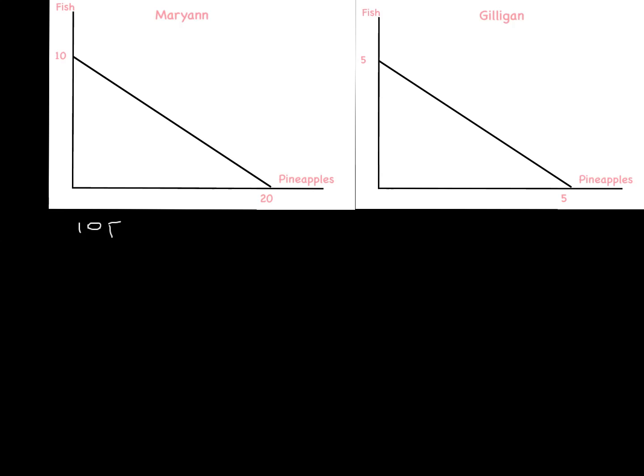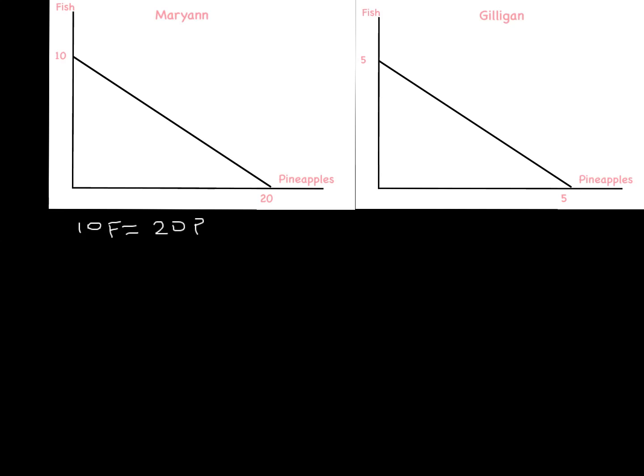So for that reason, we can mathematically do something kind of simple here, where we can just look at her 2 extreme situations of 10 fish or 20 pineapples. And since both of these are possible outcomes, we can just say these are 2 equal outcomes for her, that she could have either the 10 fish or the 20 pineapples. And if you do this, this allows you to solve very easily for the opportunity cost of a fish or the opportunity cost of a pineapple.